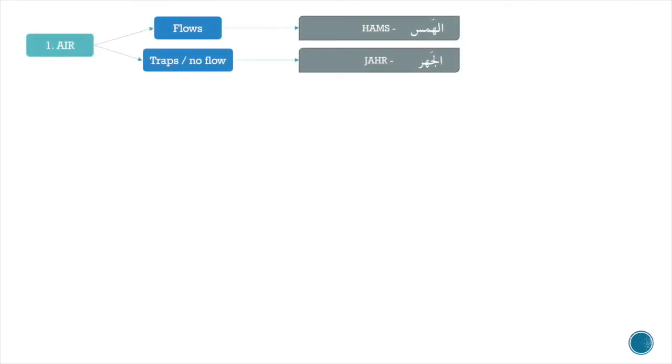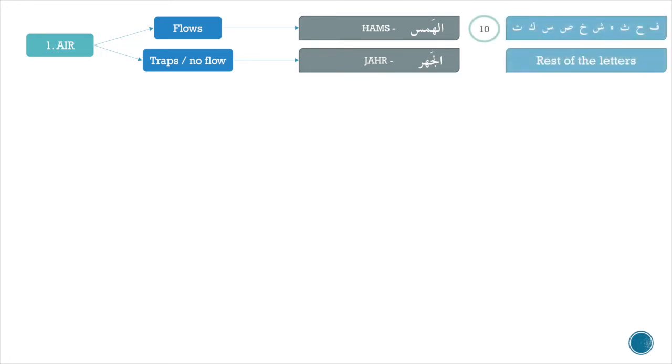So, as previously, we have looked at airflow, which is known as hams, air which does not flow, which is known as JAHR. There are 10 letters of hams, فحثه شخص سكت, and the remaining letters are of al-JAHR.